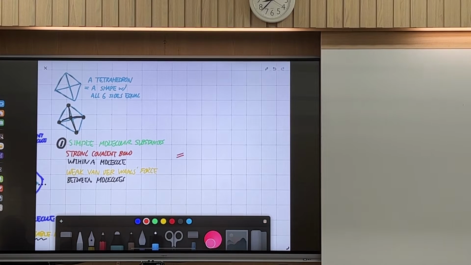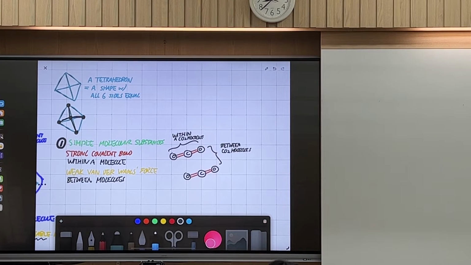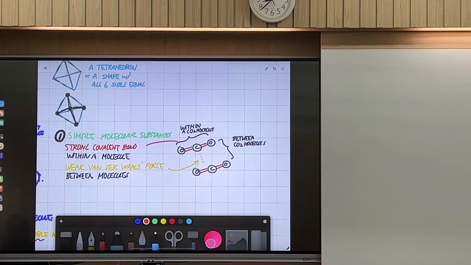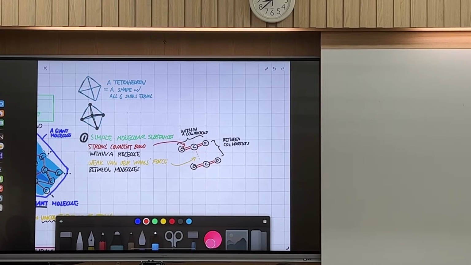You have CO2. This is what a CO2 molecule looks like. It has covalent bonds within a molecule. This is within a CO2 molecule. What about between multiple CO2 molecules? Let's draw two CO2 molecules side by side. Between CO2 molecules, you have these weak forces. You need to see the difference between within and between, otherwise you will answer the wrong thing in the exam. So there are weak van der Waals forces here.